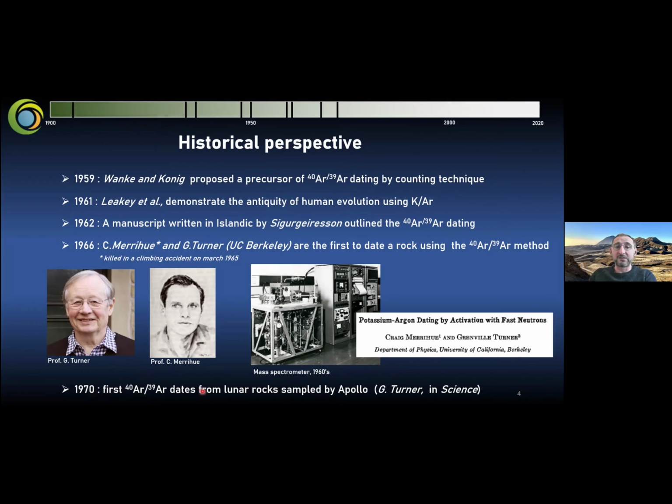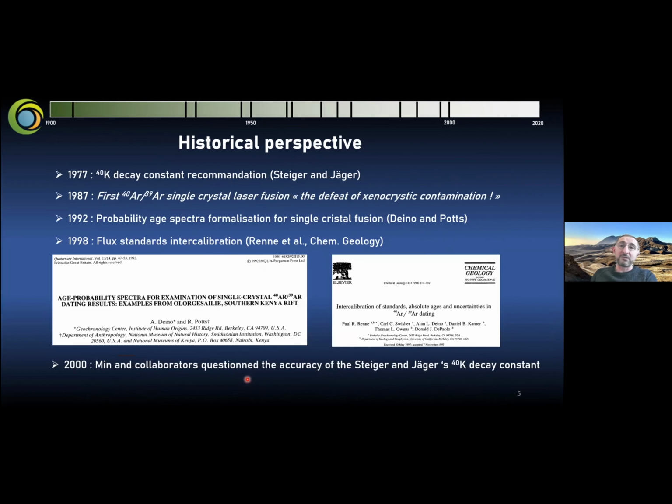In the 70s, this is the first argon dating of lunar samples by Turner in Science. And in 1977, one of the most important articles published for geochronology was the definition, the recommendation of the decay constants for various isotopic systems, and in particular the potassium decay constant.